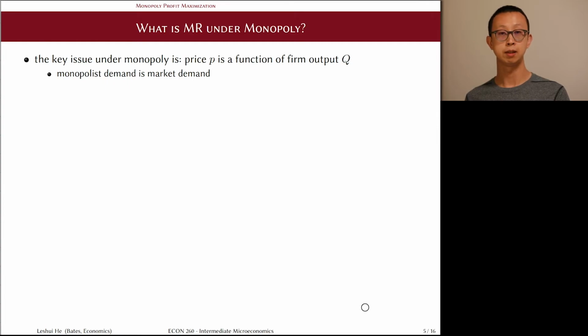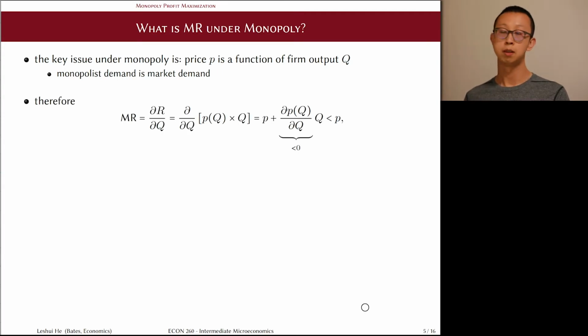The key idea that leads to the algebra is that the demand facing the monopolist is the market demand. The marginal revenue is still just the derivative of the revenue with respect to the output level. And the revenue is still the product of price and quantity. These things haven't changed at all compared to perfect competition. What is different, however, is that the price is now a function of the output level, exactly because of the downward sloping demand curve facing the monopolist.